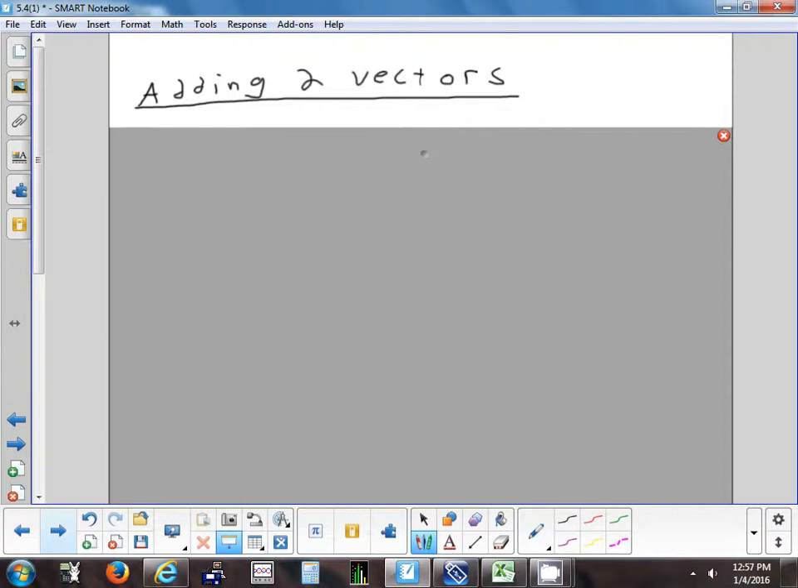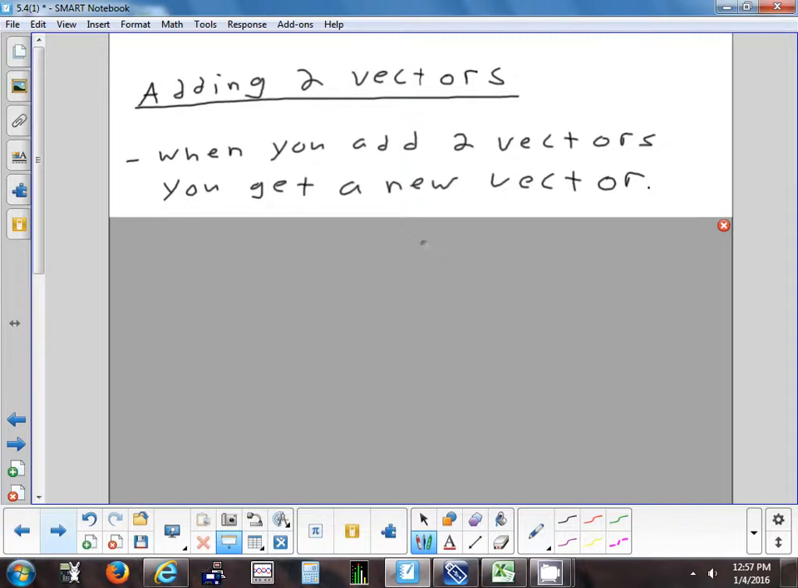All right, so first thing we're going to look at is adding 2 vectors. You could think of this as like how we could look at if we got wind blowing and a plane flying. What's going to happen to the plane? Well, take the wind, take the vector for the plane, and add them together. And the first thing you also want to understand is when you add 2 vectors together, you get a new vector.